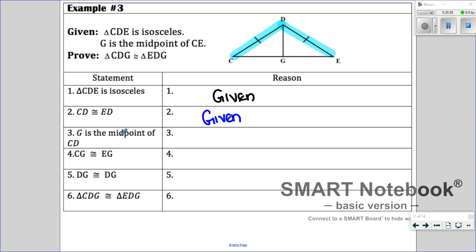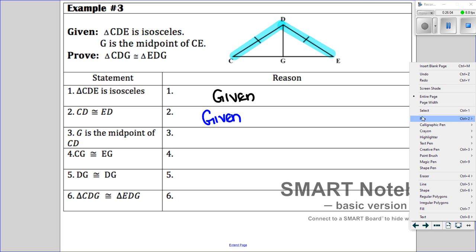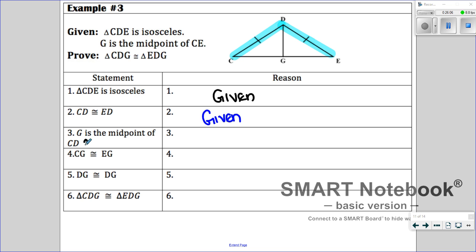They said that G is the midpoint of CD. Actually, it should be CE. Let me change that. That should be CE. That's a typo. And that is given.